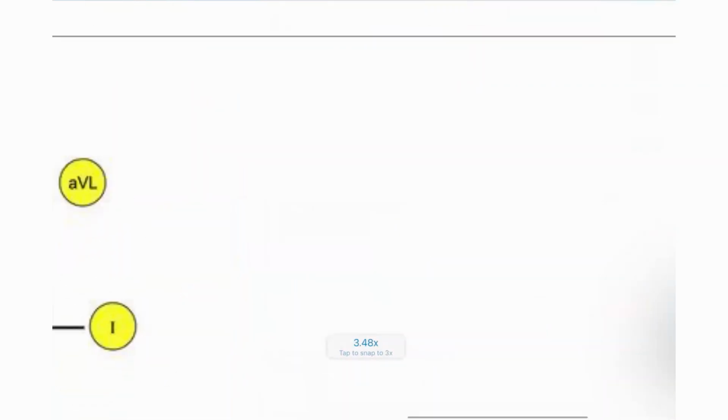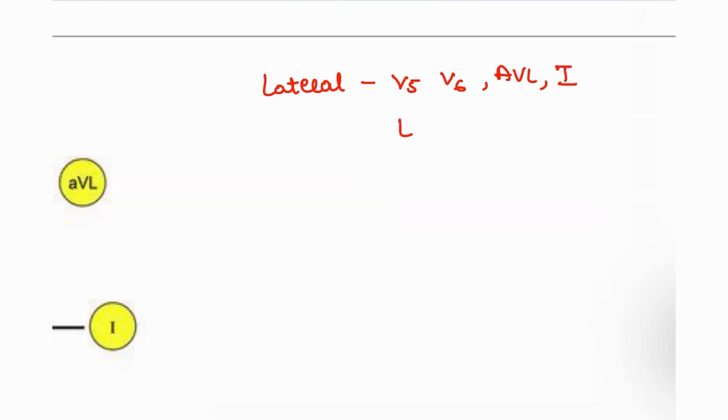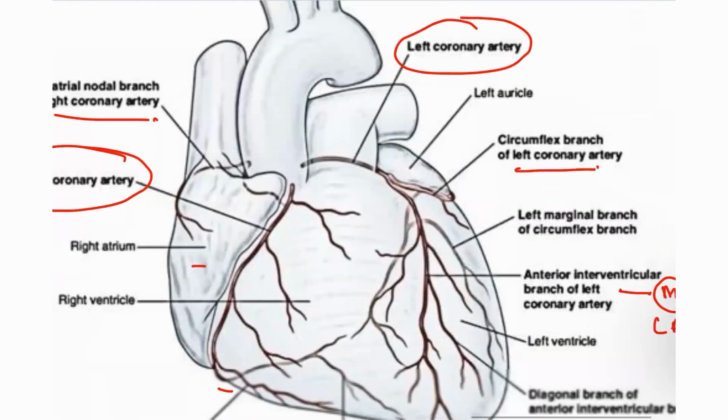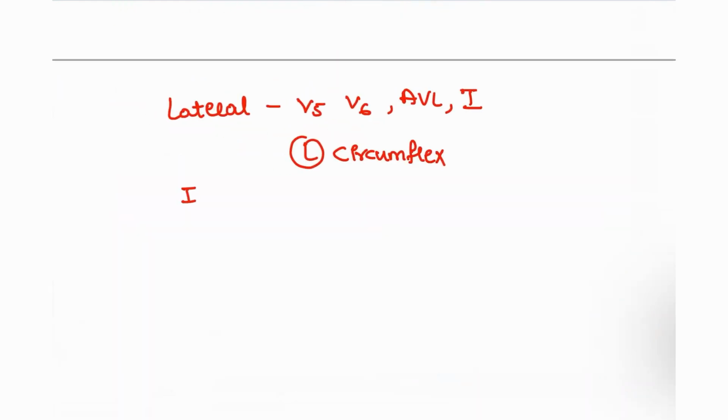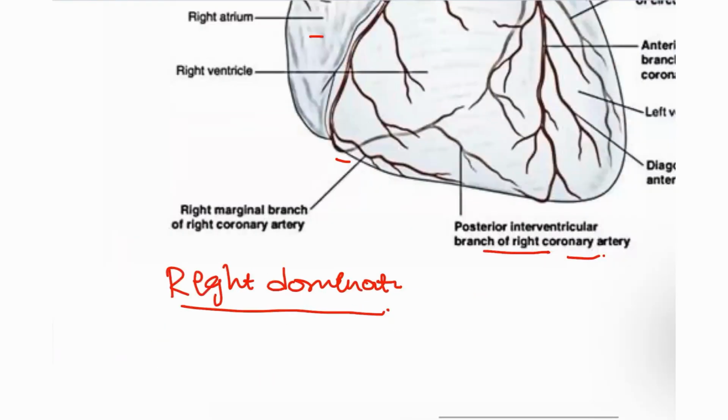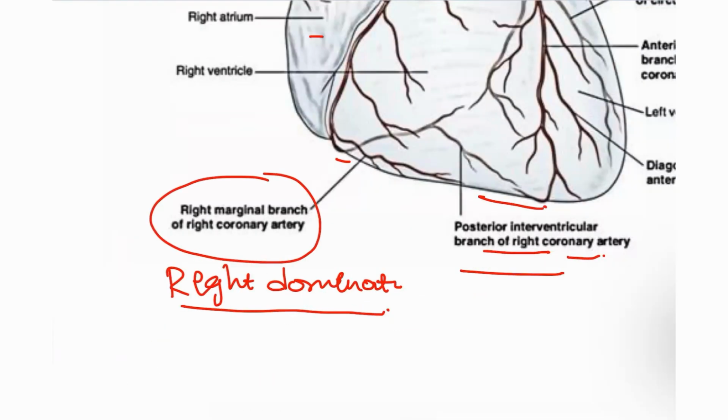For example, if you see the lateral leads, what are the lateral leads, guys? V5, V6, aVL, and the first lead. These all are going to be on the lateral side. What is the artery that is involved? Left circumflex artery. Here you can see this is the left circumflex artery on the lateral side, right? Next, inferior: leads 2, 3, and aVF. So what is the artery that is involved? RCA. Here you can see RCA is going to be in the inferior region, right?